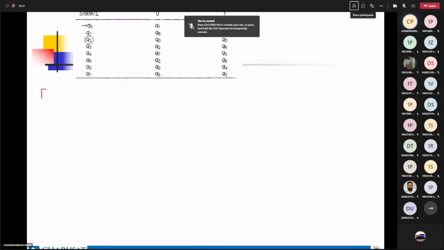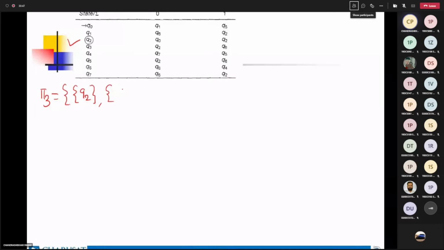So I'm just going to repeat that pi 3 here. We are able to prepare the minimum state finite automata Q2. This table is for reference. I have pasted this table for the reference, to write down the transitions for the minimum state finite automata. We have to obtain the transitions for the Q2, Q0, like that.